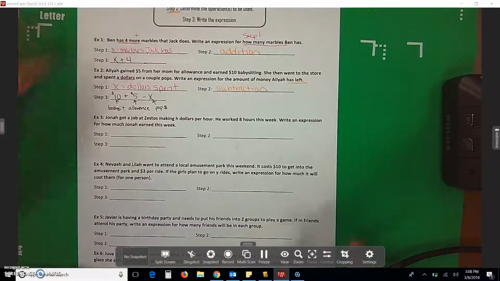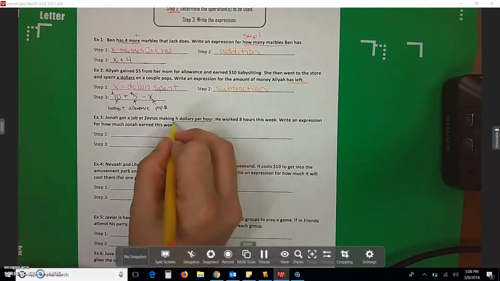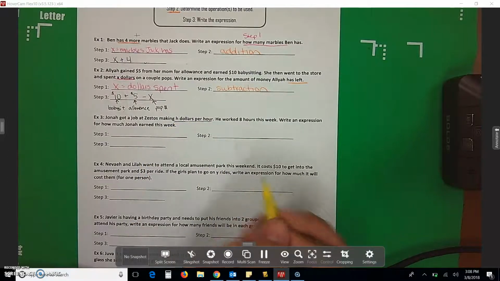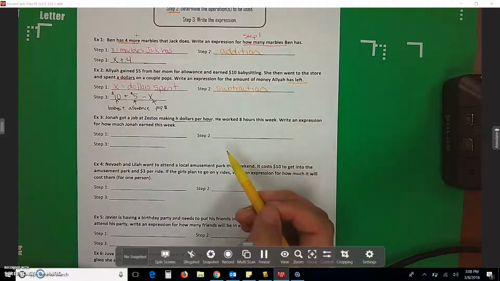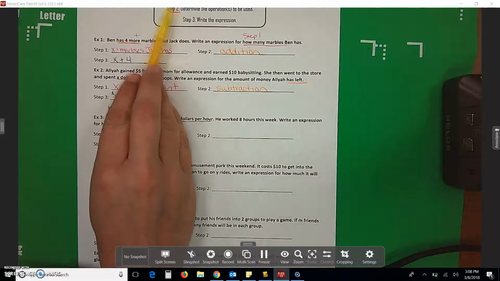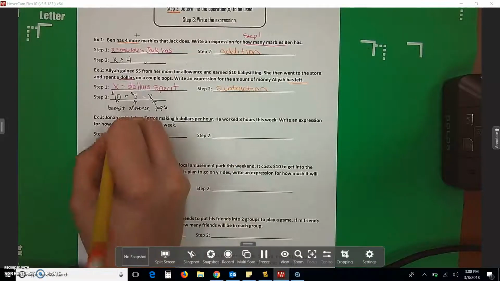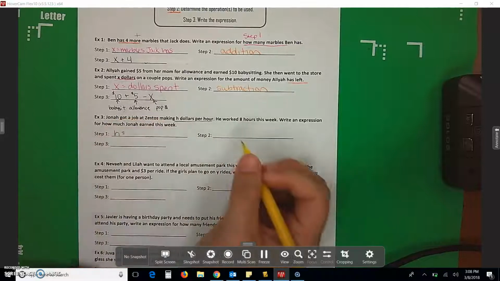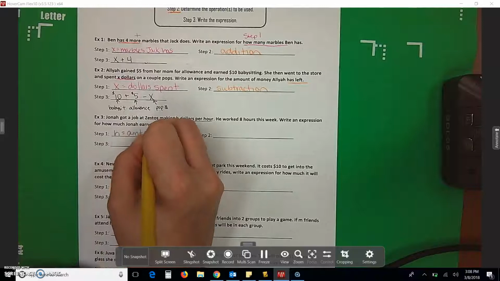Example 3. Jonah got a job at Zesto's making $8 per hour. It's already got our variable for us. He worked 8 hours this week. Write an expression for how much Jonah earned this week. So step 1, identify the variable. It already told us our variable is h, and that is his amount earned per hour.